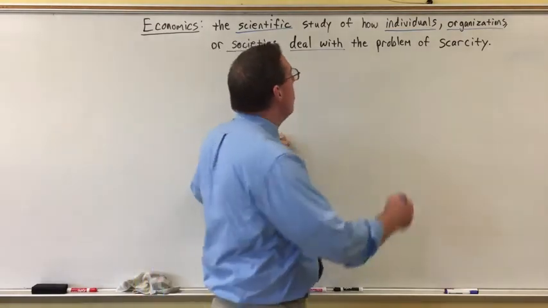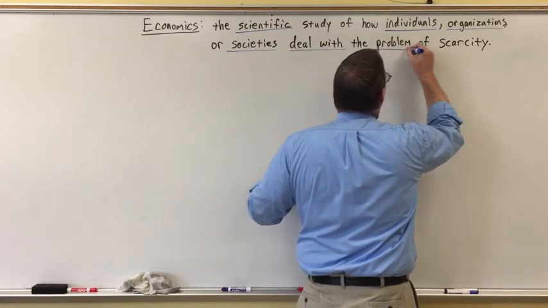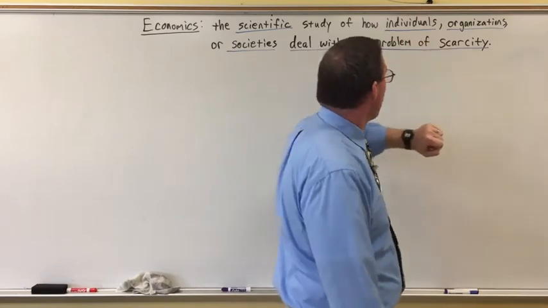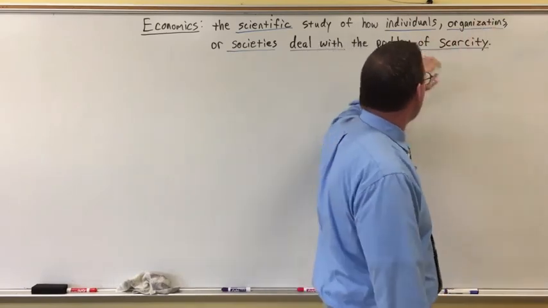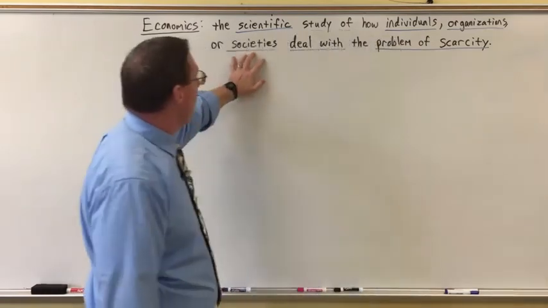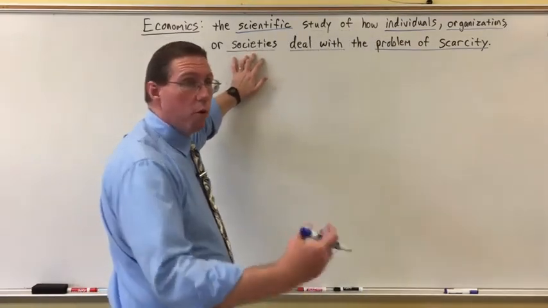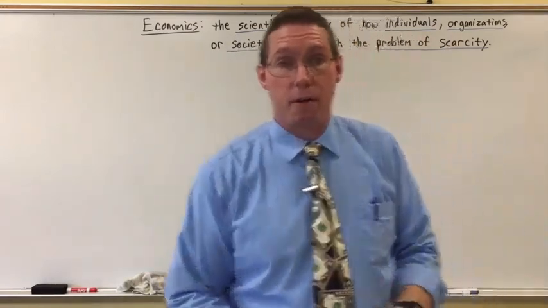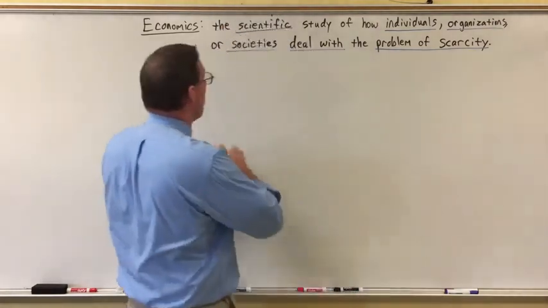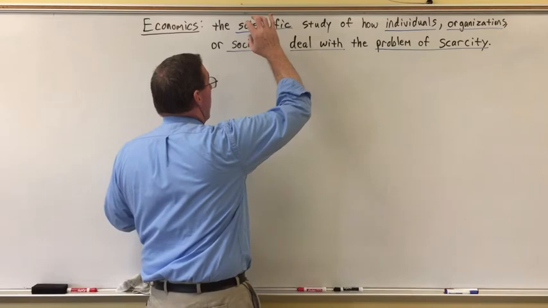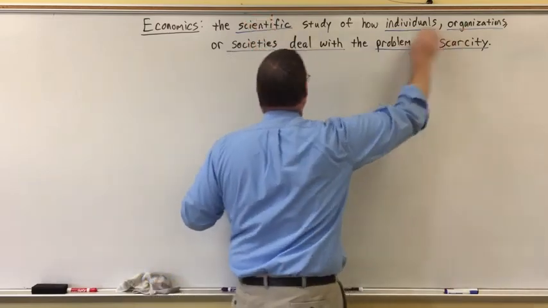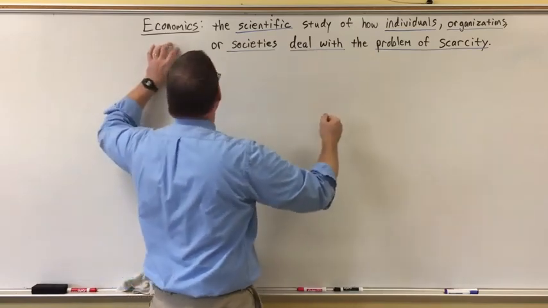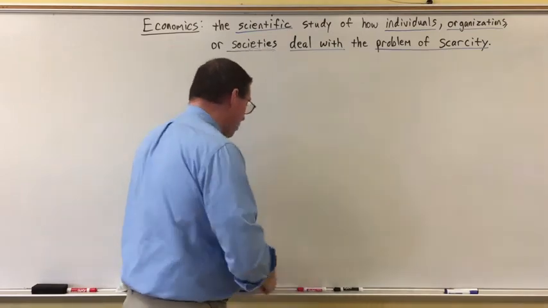A decision about what? Well, a decision about the fact that you are facing the problem of scarcity. You as an individual are facing the problem of scarcity, or an organization is, or an entire society, a country or a state or a city is facing the problem of scarcity. Like I said, I'm going to define scarcity in just a little bit. So here are the four things we're going to focus on: economics as scientific, economics as focusing on individuals, organizations, and societies, economics as dealing with decision making, and economics as handling the problem of scarcity.